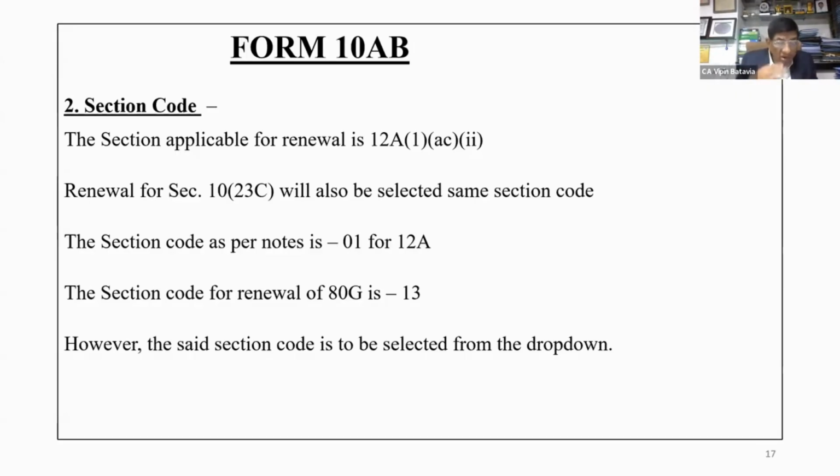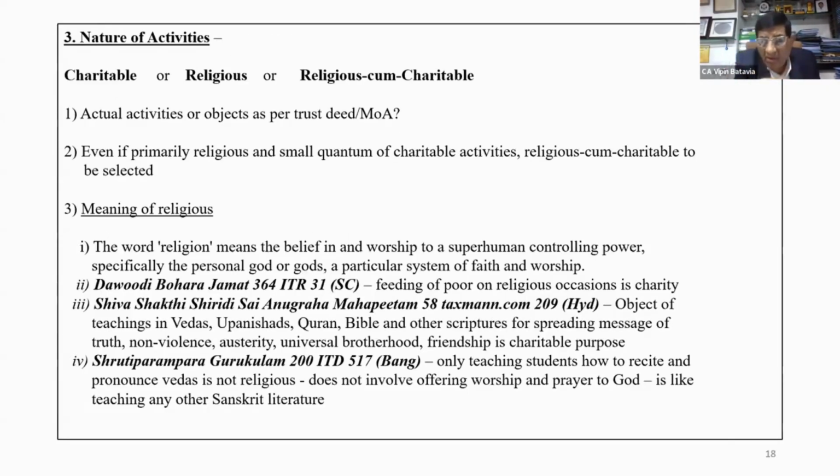Then clause number 3: you have to state whether your trust is charitable, religious, or religious cum charitable. If purely charitable, you tick there. If it is fully religious, you tick there. And for religious cum charitable, you tick there. If a small religious activity or a small charitable activity is done, then you will fall under the third category, and you have to tick there.